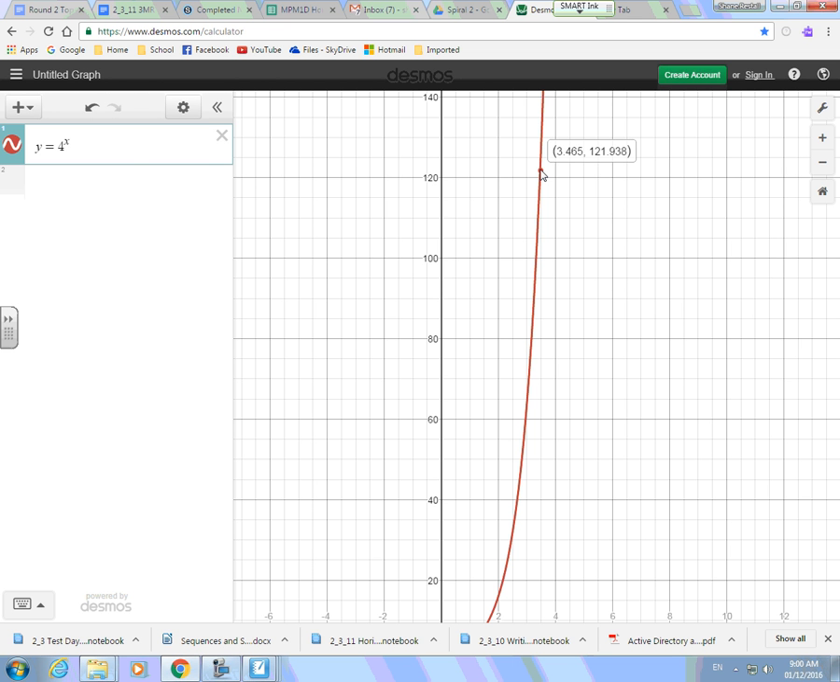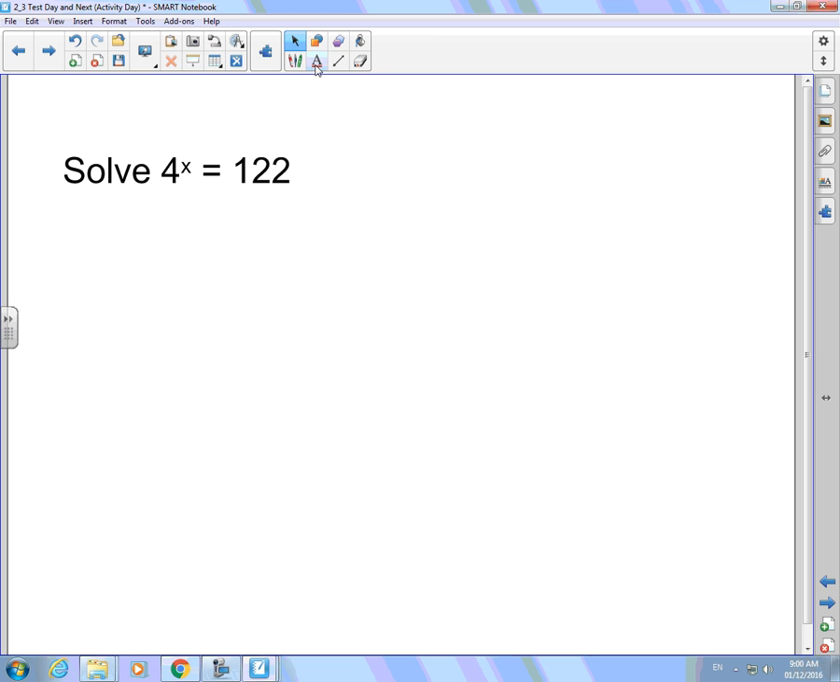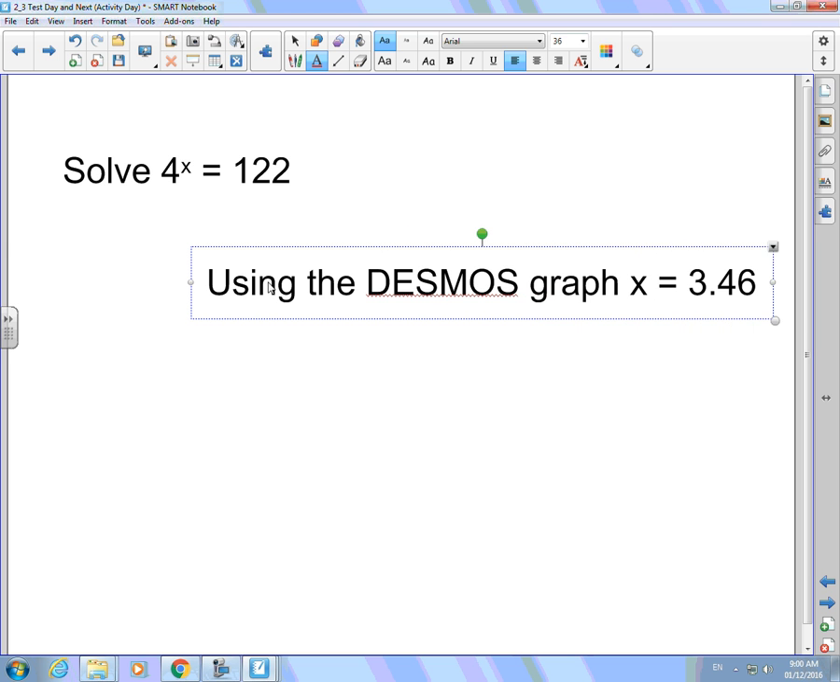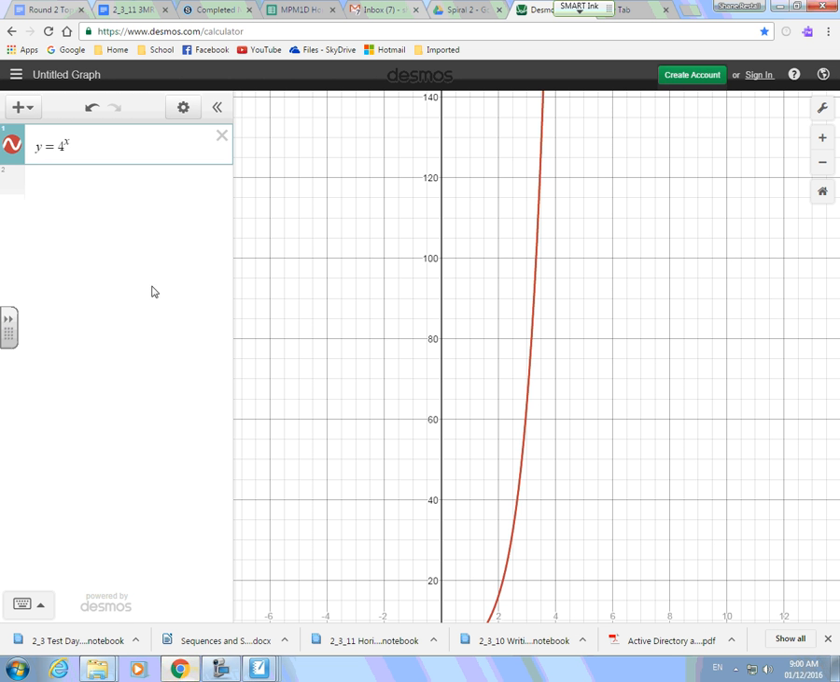It looks like it's around 3.465, around there. That's too high, that's too low. But the x value, 3.467, looks like about right. So using the DESMOS graph, x is about 3.467. Now this is technique 1, and I don't like this technique as much because it's not exact. So I'm going to show you 2 other techniques.